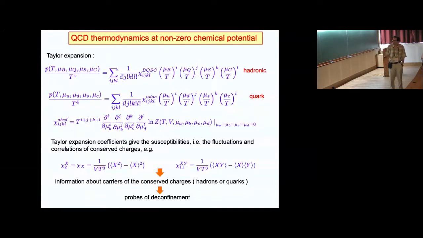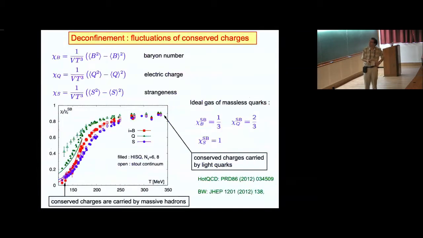So in a way, these quantities carry information or give information about what carries the conserved charge, whether the conserved charge like baryon number is carried by hadrons or carried by quarks, and therefore they're sensitive to a large extent to the degrees of freedom and can probe the deconfinement properties of the medium. So here I kind of show as an example how one could think about this.